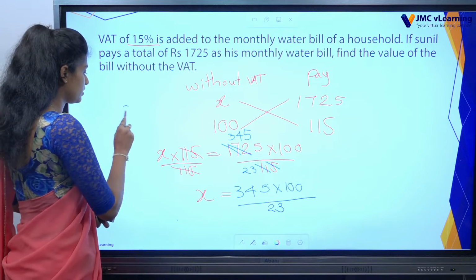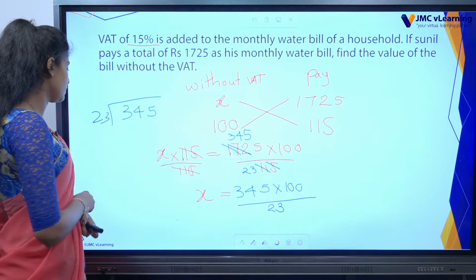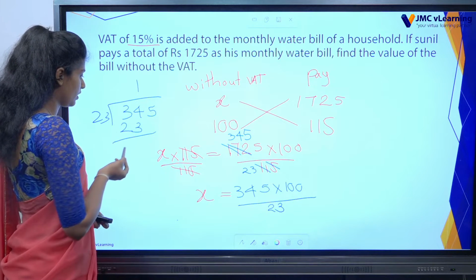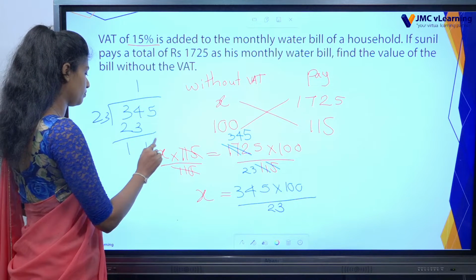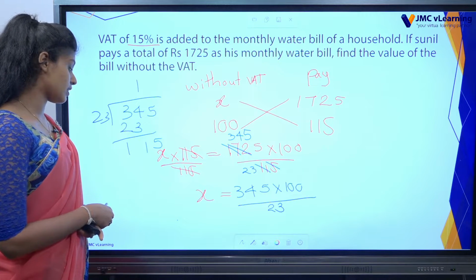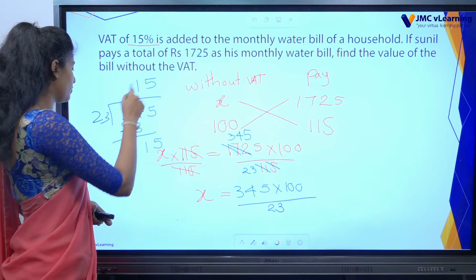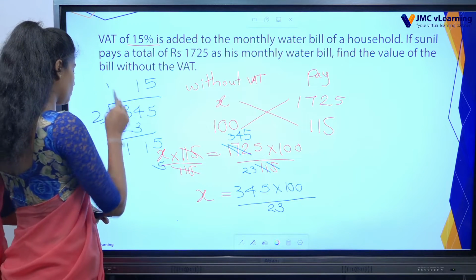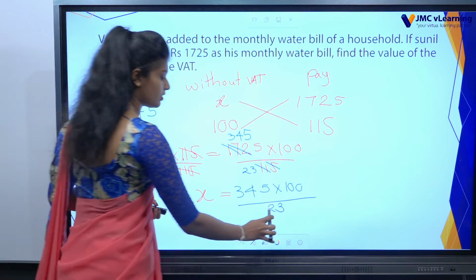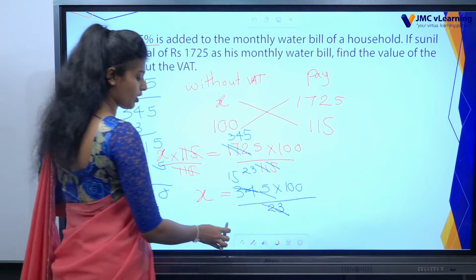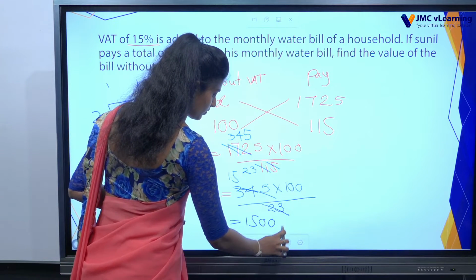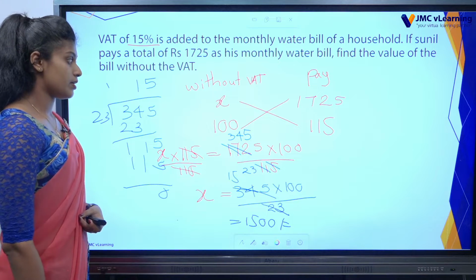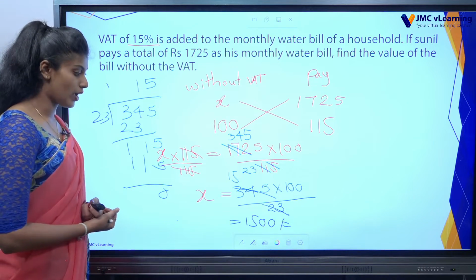So then let's check whether 345 can divide by 23. Then how many 23 is in 34? 1. 1 into 23. Then by dividing here 1, 1, 15. Now how many 23s in 115? It's 5. 5 into 3, 15, put 5, 1 left, 5 into 2, 10 and 1, 11, 0. Then when dividing these two, here 15, then 15 into 100, what is the answer? 1,500. Here 1,500 mean that is the bill without the VAT.